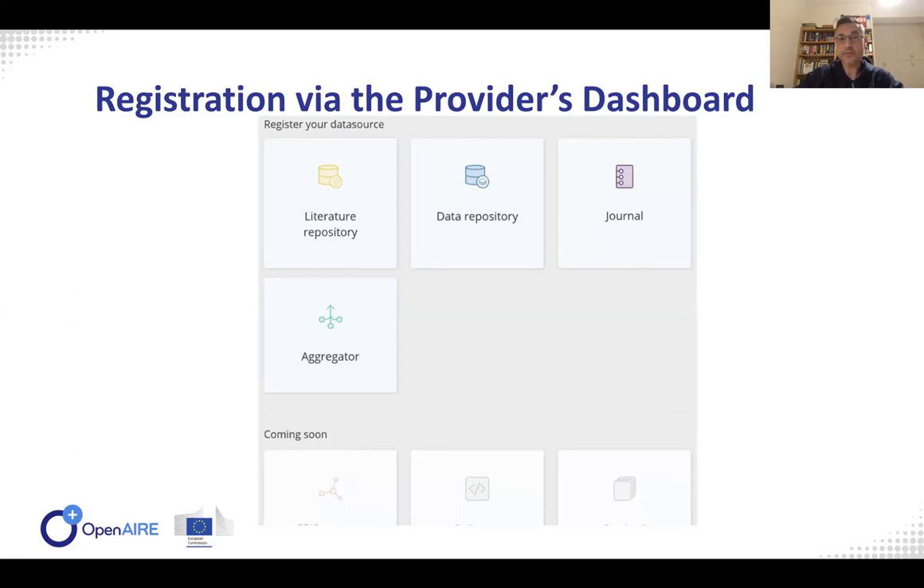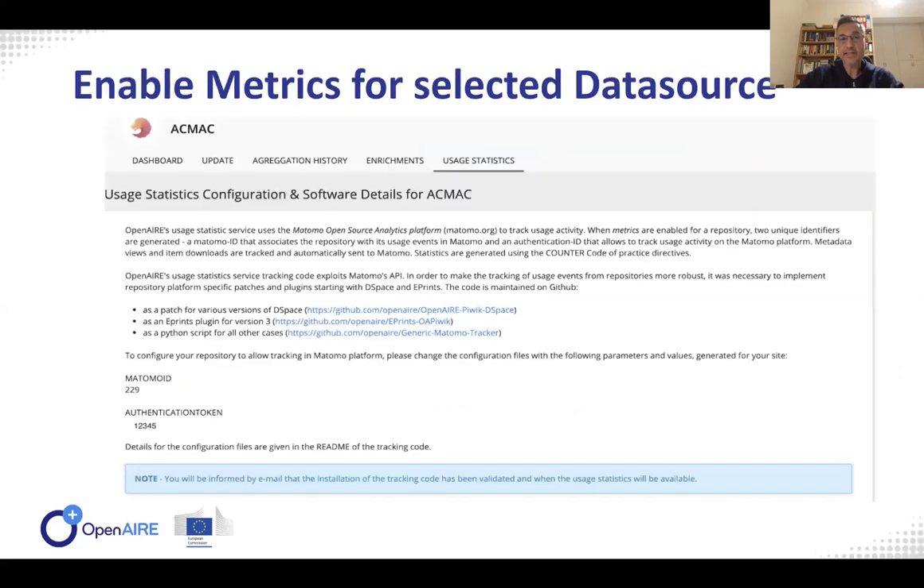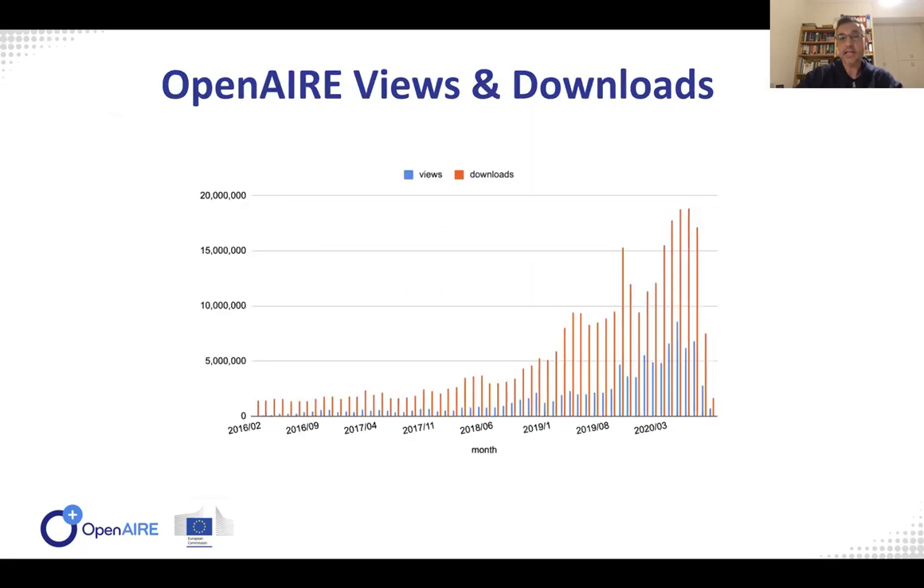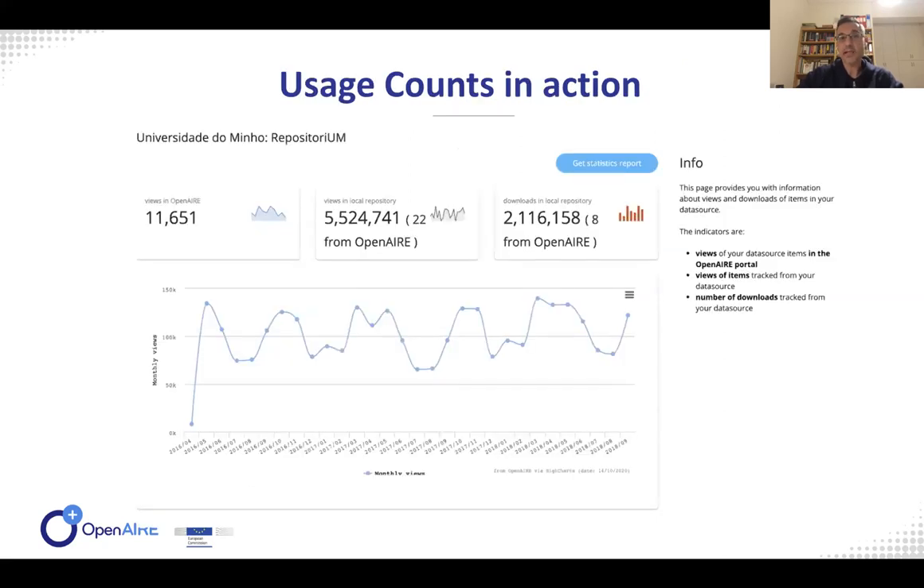Either you are a literature repository or a data repository or a journal, etc. We provide the necessary software to connect to our service or the necessary endpoints to collect our reports. And you can see the evolution of our service during the last years. Some statistics from our service. You can see what we can provide, like information for funders.